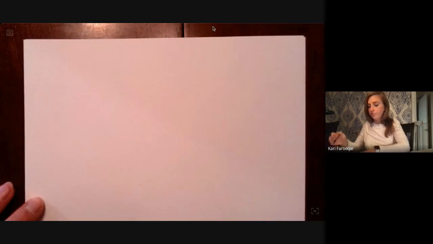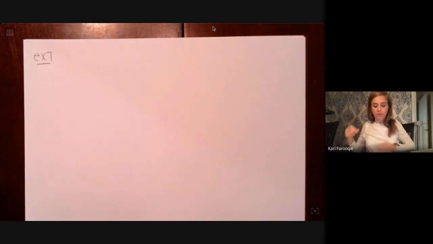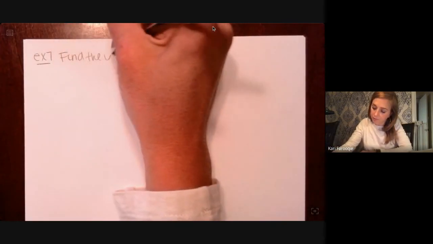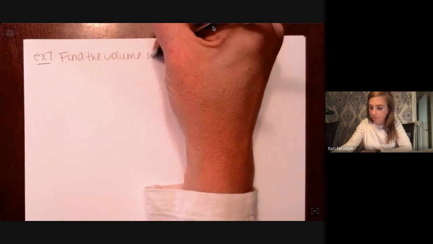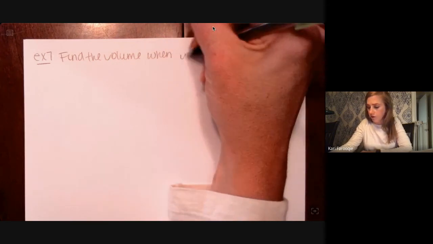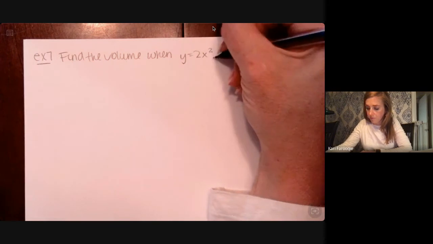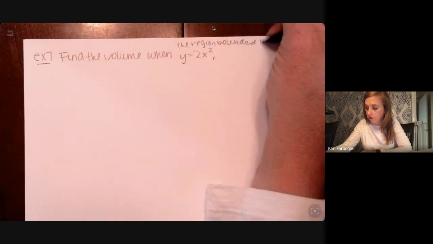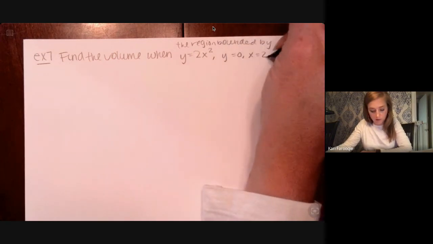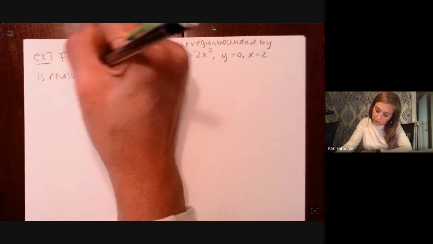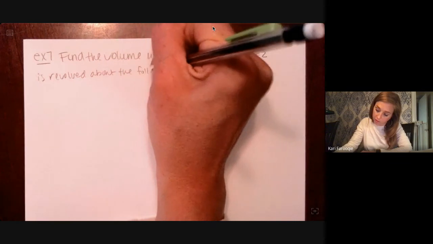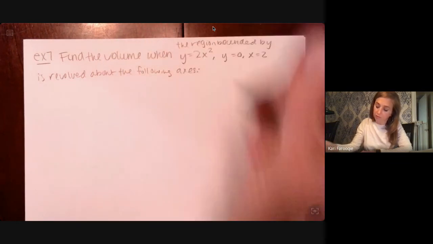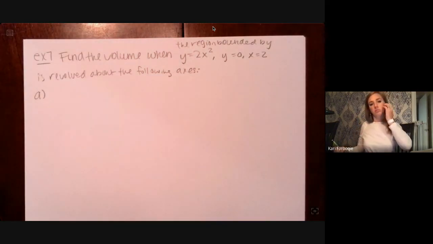So this will be example 7. Find the volume when, well, I should say when the region bounded by y equals 2x squared, y equals 0, and x equals 2 is revolved about the following axes. The first one we're going to look at is the y-axis.